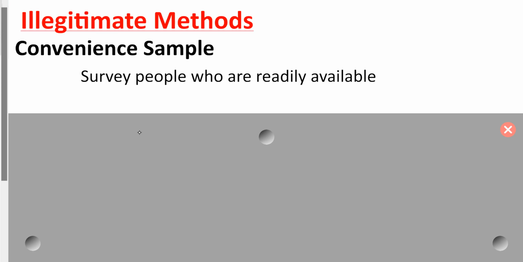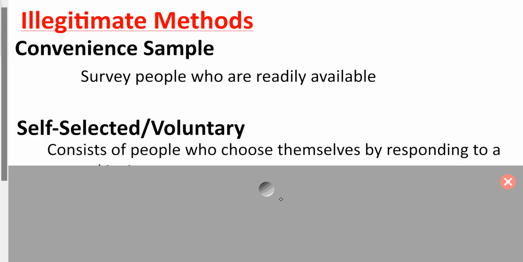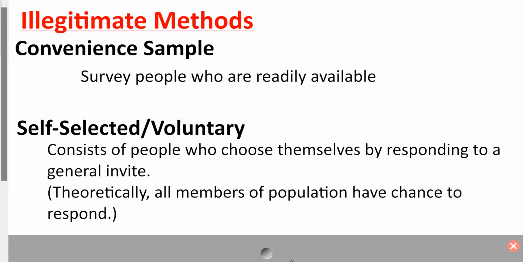If the question is, what time should school start, and we sample the first 10 people in the school, well, they might want it to be earlier and not be a good representation of the whole school. So that's convenience sampling. Another commonly used one is self-selected or voluntary sampling.